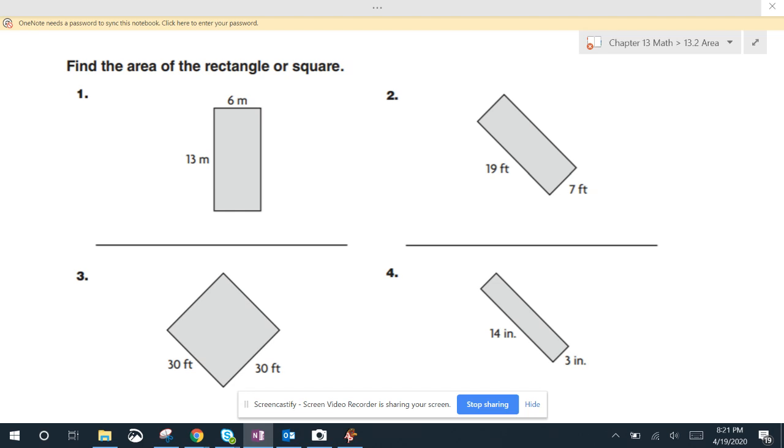So find the area of the rectangle or square. Well, you're going to use the formula A equals base times height. Remember, base is the one that's on the bottom, height is the one that's perpendicular to it or at a right angle. Okay, go ahead and get started on number 1 and then press play when you're done.